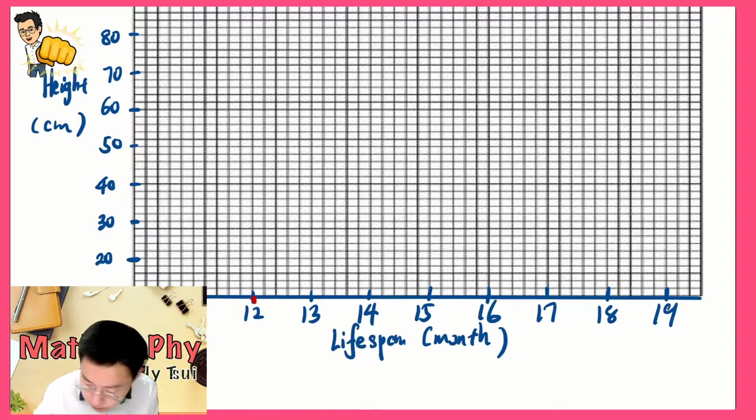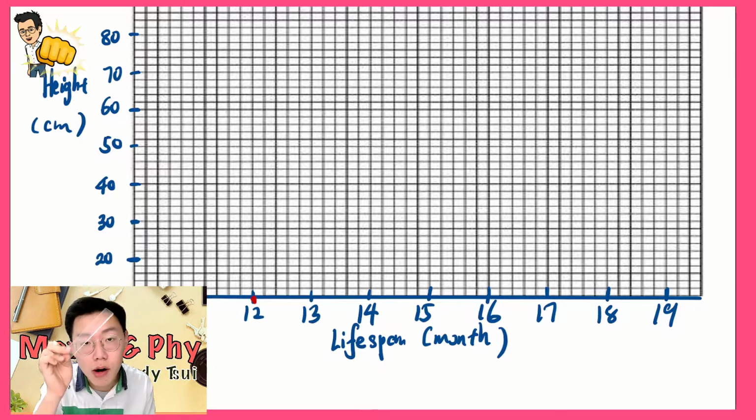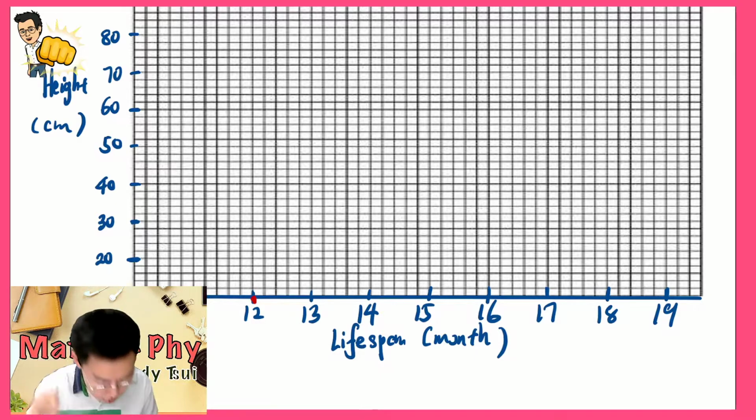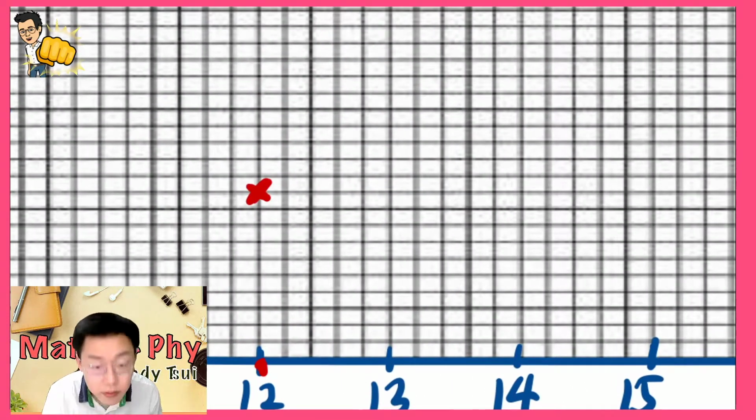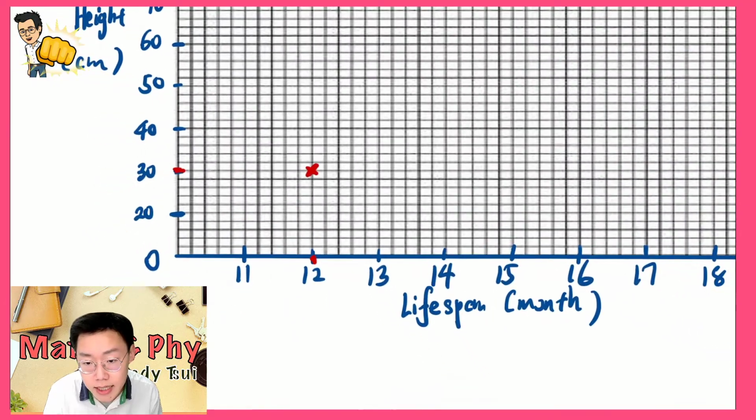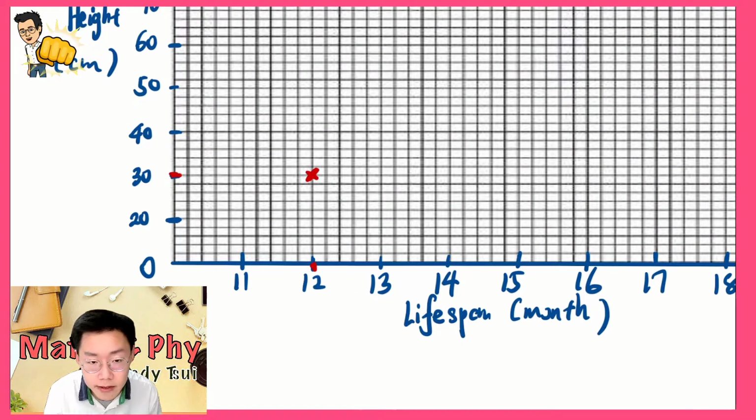So we can find out. Please use your ruler to find out the number 30. All right, so 30 here. Here is 30, and then for this one, 12 here. So we can give a cross here. So this point means 12 months and 30 as the height.